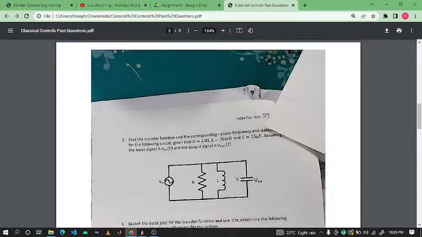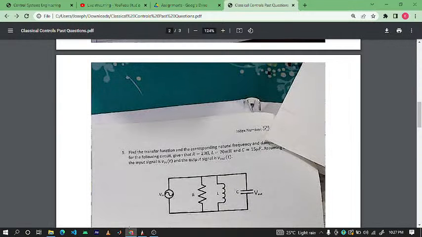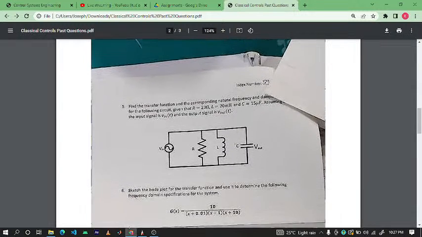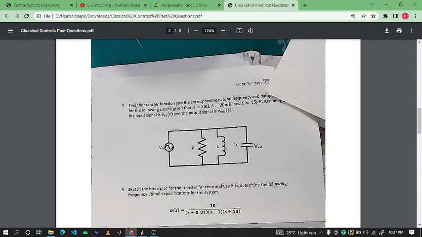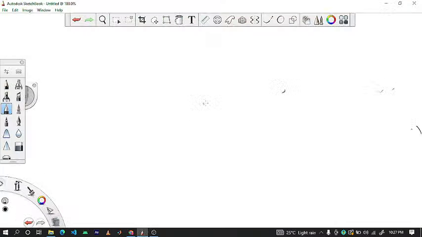Number 5: find the transfer function and the corresponding natural frequency and damping ratio for the following circuit, given the values of R, L, and C. When you look at the circuit very critically, you see that the R, the L, and the C are all in parallel. Since they are in parallel, the voltage in is the same here, here, and here. So your voltage in is equal to the voltage out, which implies that my output over input is 1.